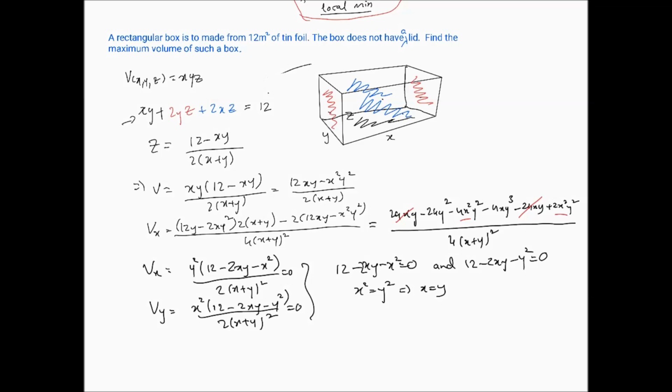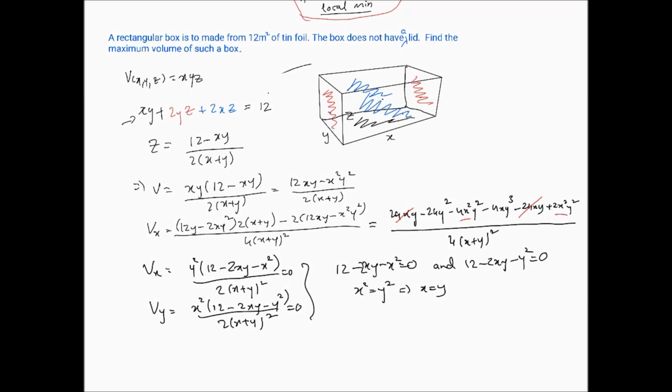Now the reason I'm ignoring the negative ones, because I know you're thinking, what about plus or minus y? Remember, x and y and z are all dimensions, so they can't be negative. So we're ignoring the negative part, and we're only looking at the positive side here. So x is equal to y. If we put x equal to y in either equation, remember, x is equal to y.